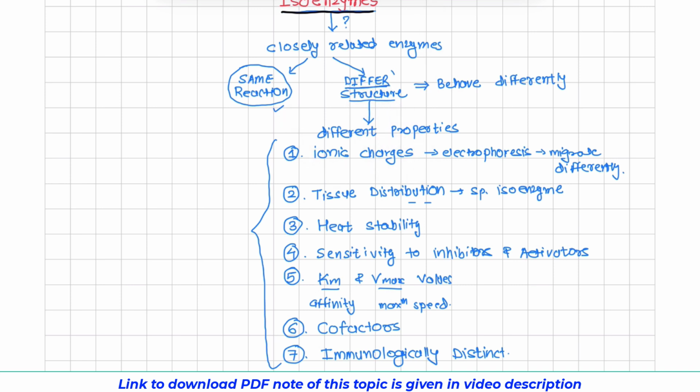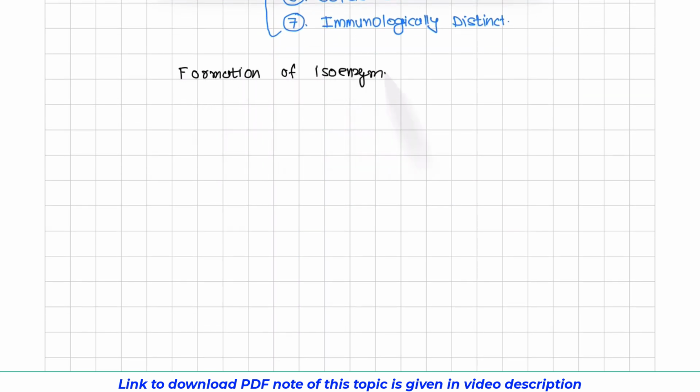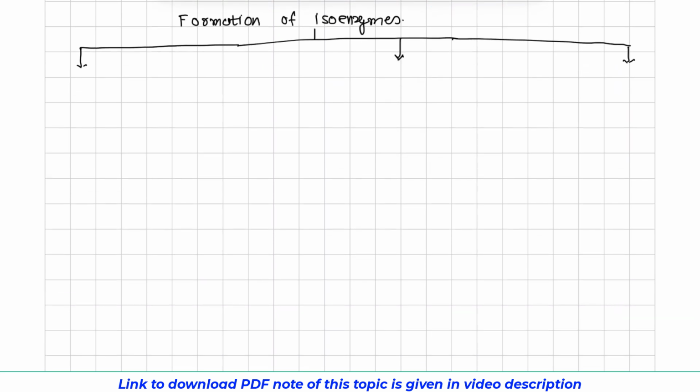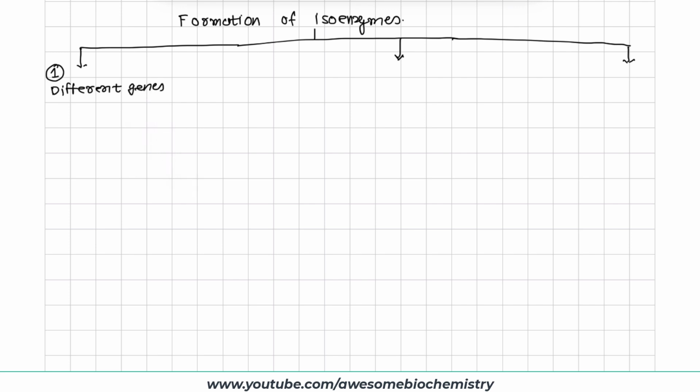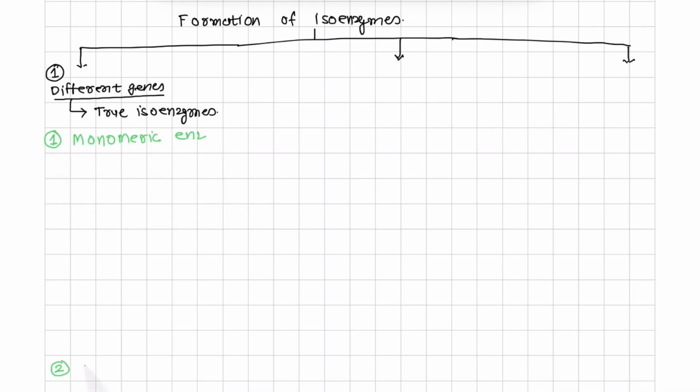Now that we understand what isoenzymes are and how they differ in properties, let's move one step further and see how these isoenzymes actually form. Because their structural difference must come from somewhere, right? So, formation of isoenzymes. There are three main mechanisms by which isoenzymes are formed, and each mechanism explains a different reason why multiple versions of an enzyme exist. The first mechanism involves different genes, distinct genes producing enzymes that catalyze the same reaction. Isoenzymes formed this way are called true isoenzymes. To understand this better, we will look at two scenarios, one for monomeric enzymes and one for oligomeric enzymes.